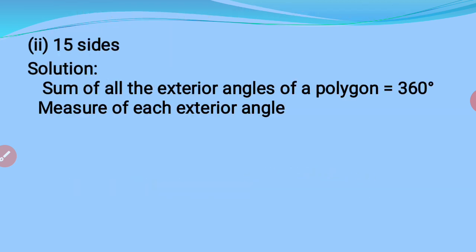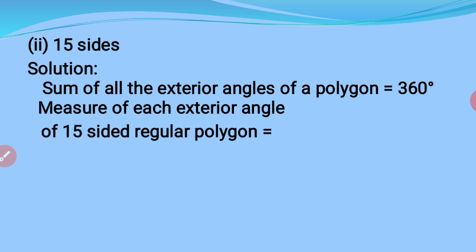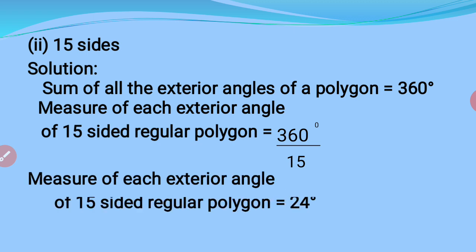More examples. Again, it's a 15-sided figure. So the formula is 360 divided by 15. And the answer is 24 degrees.